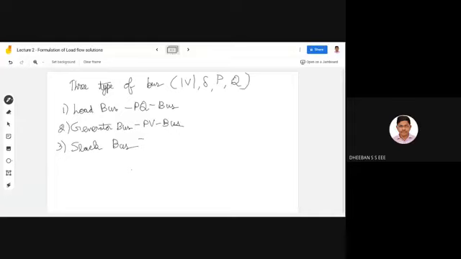Now we'll see what are the quantities that should be given and what are the quantities we have to find. Specified, followed by obtained. The specified value will be given, and the obtained value you have to find. As per it, the specified value for your load bus is your PQ. So your real power and your reactive power will be given. You have to find your voltage magnitude and your load angle. So these two you have to find.